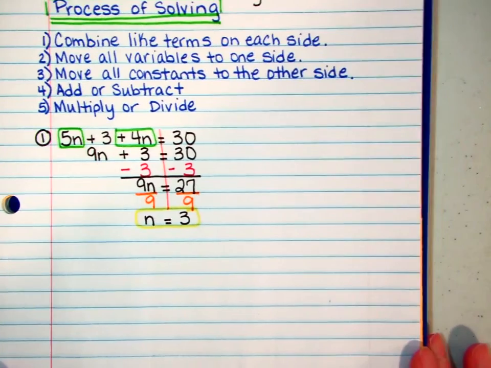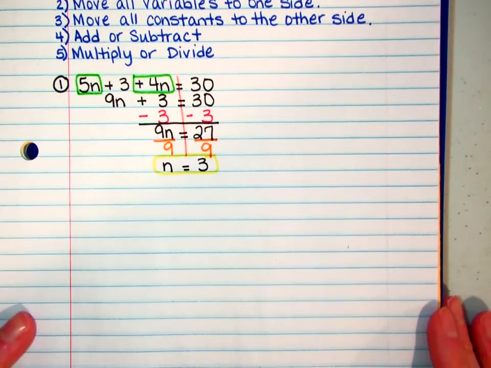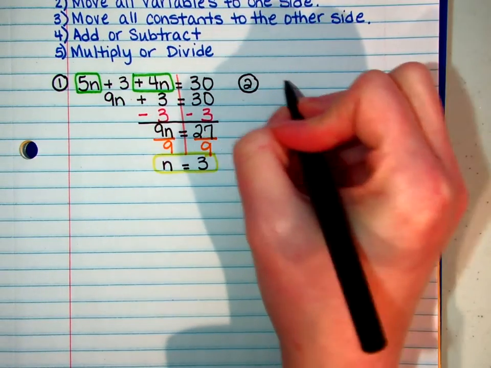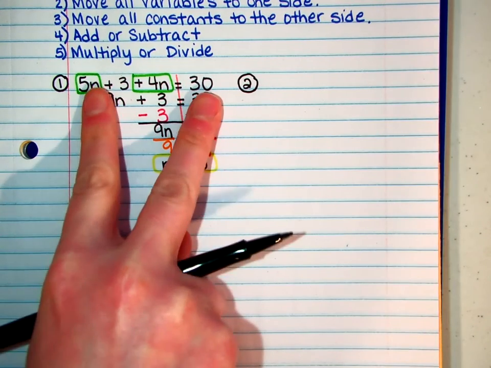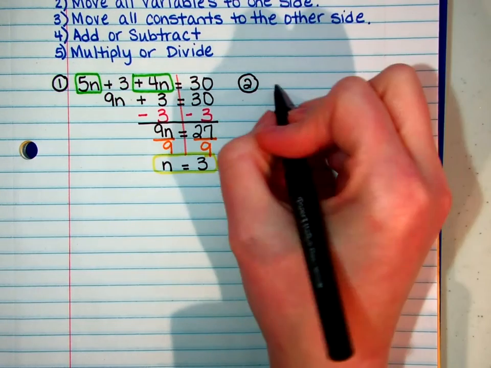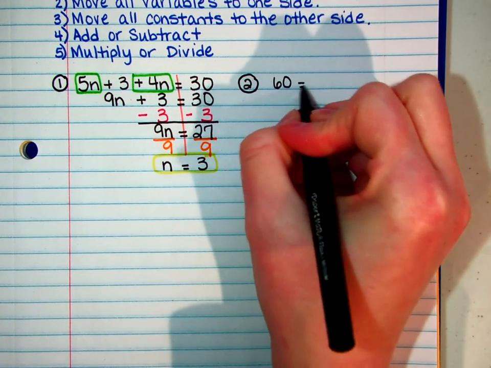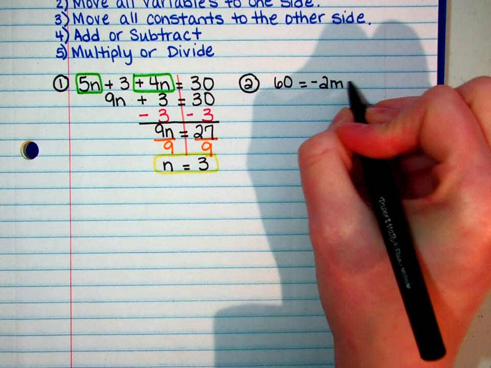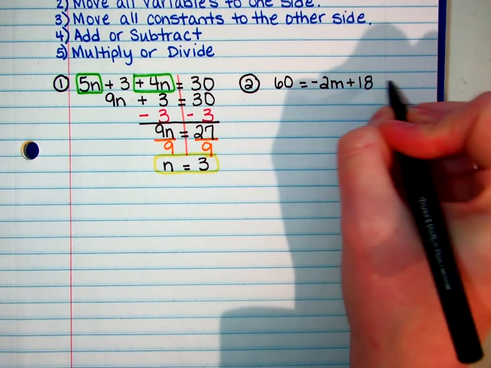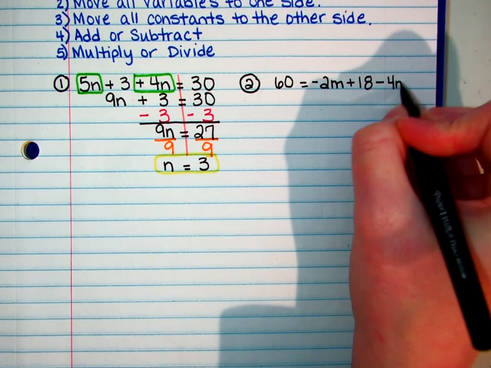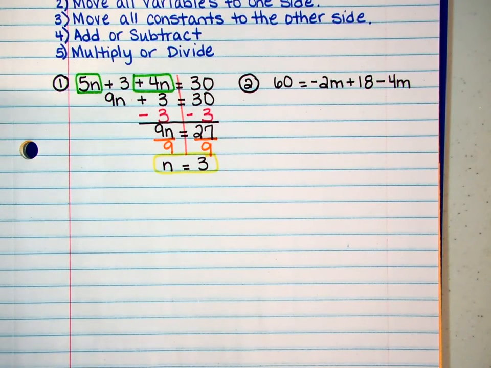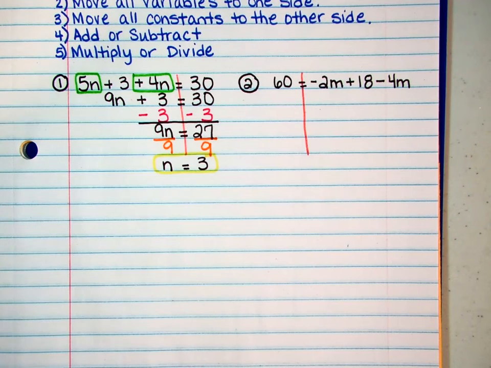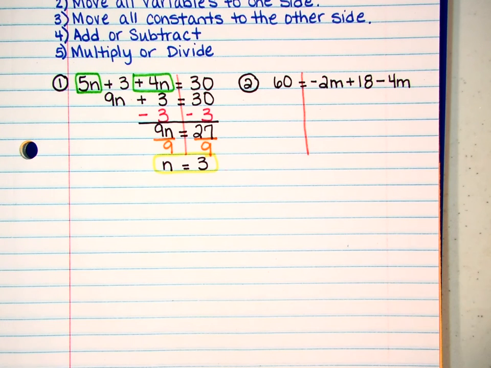Number 2. So I'm going to slide this up a little bit more. Number 2, same order sort of, but I'm going to flip it around. So I'm going to say 60 is equal to negative, got to have a negative in there, 2m plus 18 minus 4m. Again, since you guys are used to it, I'm going to draw that line between the two sides so I can see my left and right side both equally.